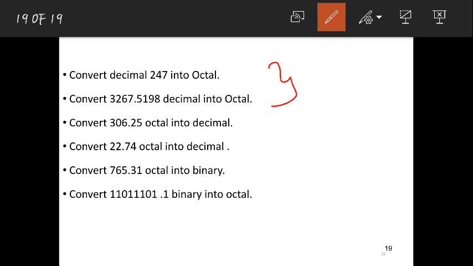For these first 3, repeatedly divide and you will get remainders. For the next 2, you need to take positional weights, 8 to the power of 0, and so on. See here, if integer you need to repeatedly divide, if fractional repeatedly multiply. Here also positional weights: 8 to the power of 0, 1, 2, 3 for integer, 8 to the power of minus 1, minus 2 for fractional. See here you have octal to binary, take the value and give it 3 bits. Here take the bits, group into 3 bits and then write those equivalent octal values.